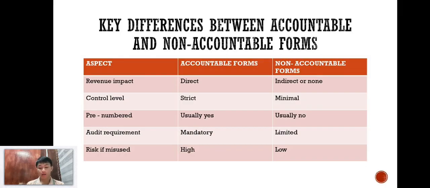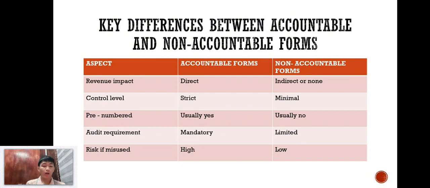Key differences between accountable and non-accountable forms. First one is revenue impact. Accountable forms have a direct effect on government revenue or financial transactions. They are used in processes involving duties, taxes, fees, or collection. Because money is involved, these forms require strict monitoring and auditing. Non-accountable forms, on the other hand, have little to no effect on revenue. They are mainly used for administrative purposes such as communication, requests, or internal coordination. Example, accountable form: official receipt or customs declaration form. Non-accountable form: routing slip or request form.